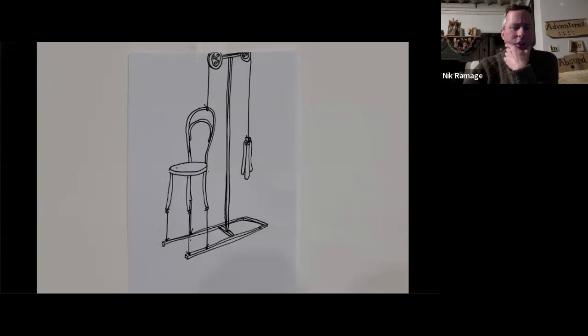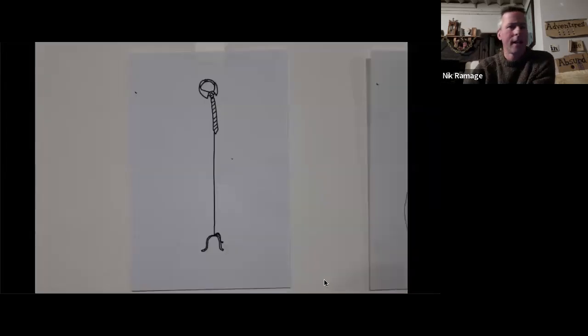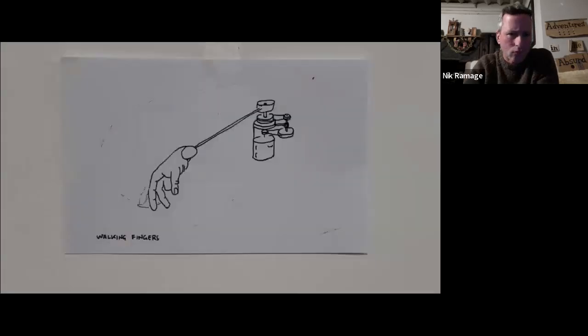So that's a chair being pulled up by a counterweight and some restraining wires. So it's like a hovering chair, and you can imagine it sagging if you did sit on it. So this is a collar and tie on a plinth that's kind of head at the correct height. So it's the tool you need to be a white collar worker. Walking fingers.